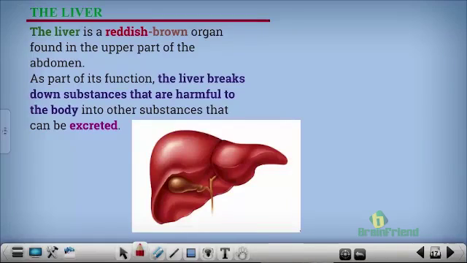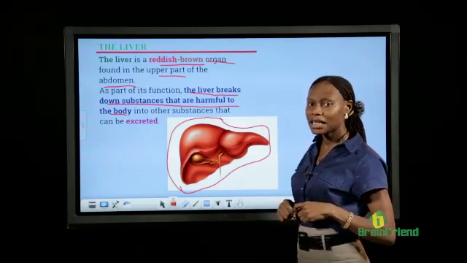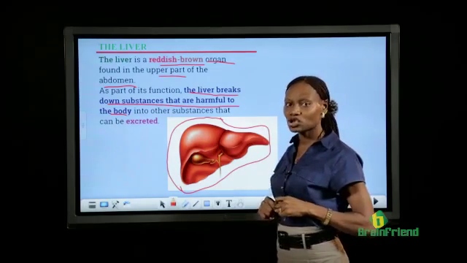The liver, on the other hand, is a reddish-brown organ that is found on the upper part of the abdomen. As we can see here, this is a typical liver. It functions to break down substances that are harmful to the body. That's why our livers are very important to us.